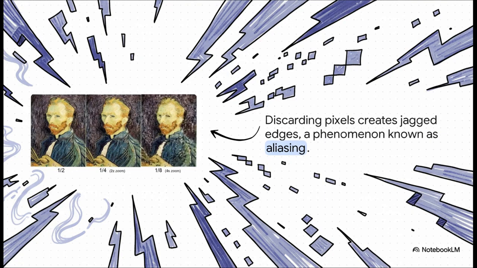When you just carelessly toss out that information, you end up with these awful, jagged edges and blocky artifacts. There's a name for this effect. It's called aliasing, and it's the reason why badly resized images look so amateurish and, well, broken. You lose all the smooth, subtle details from the original.